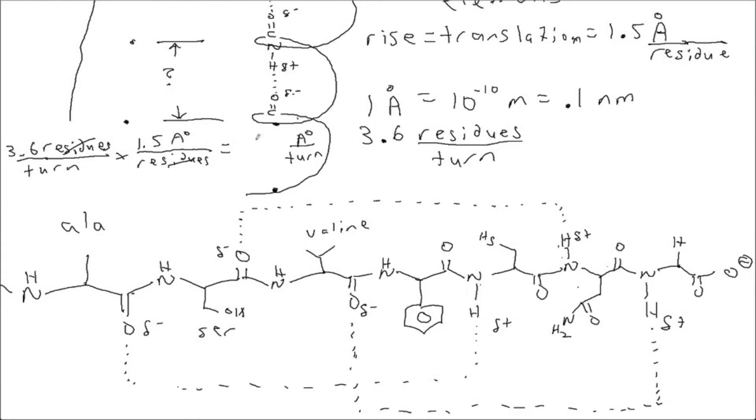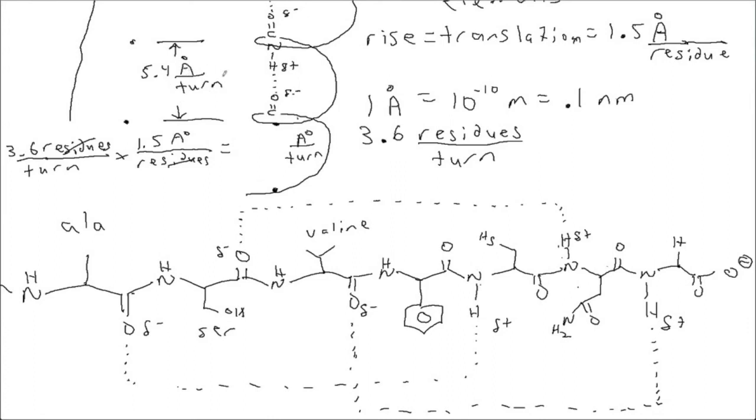Okay, so let's calculate how many angstroms there are per turn. 5.4 angstroms per turn. Now, do you see the difference between the 1.5 number and the 5.4? Here's 1.5 angstroms, here's 5.4 angstroms. If they're both angstroms, what's the difference between the 1.5 angstroms and the 5.4 angstroms?